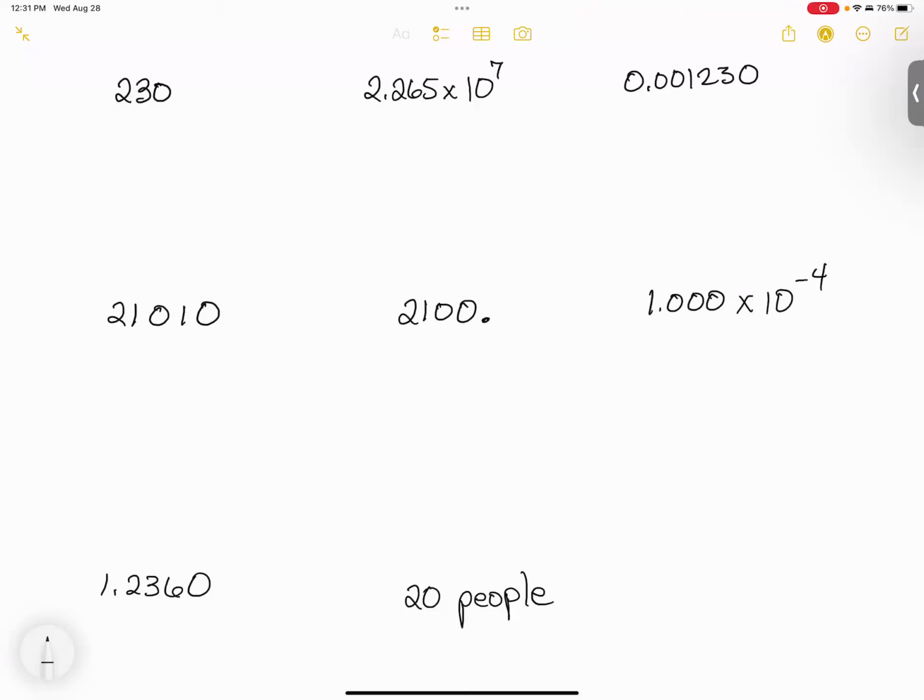It's infinite. If I had said approximately 20, then it would be that. But I didn't say approximately.